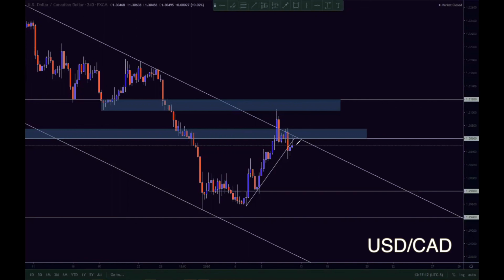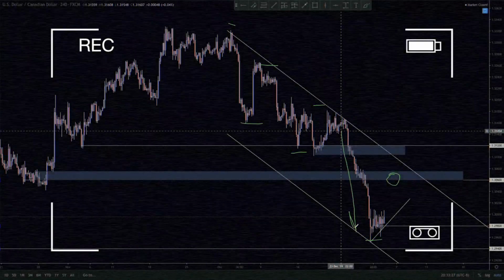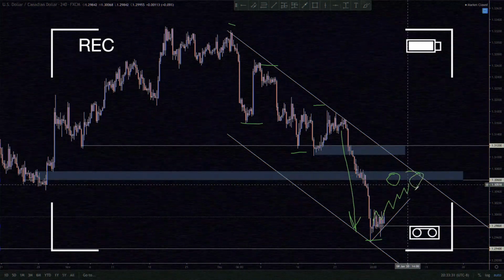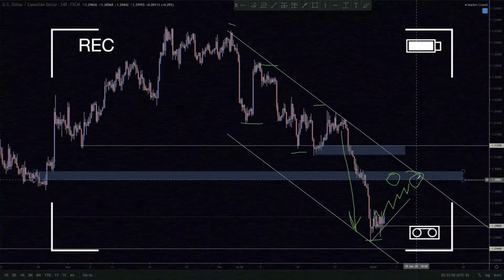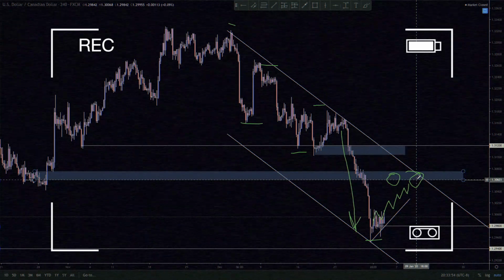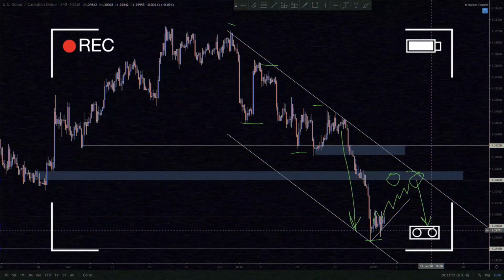Next up is USD CAD. As always, let's review our last week's analysis. Since this move is overextended, I would like to see some kind of flag formation to test the top of the channel as well as the zone. And if we get that next week, then I would start to look for some reversal patterns to the downside to test the support area of 1.298 and then 1.294.